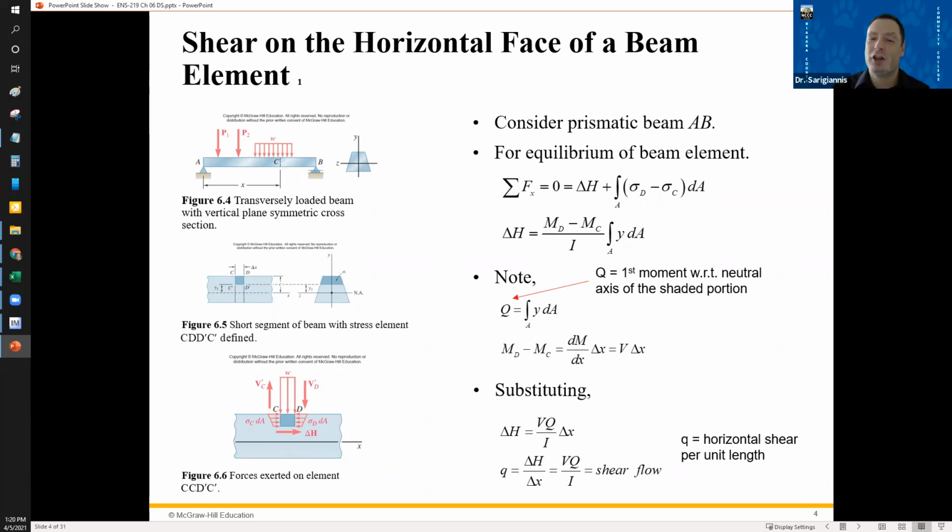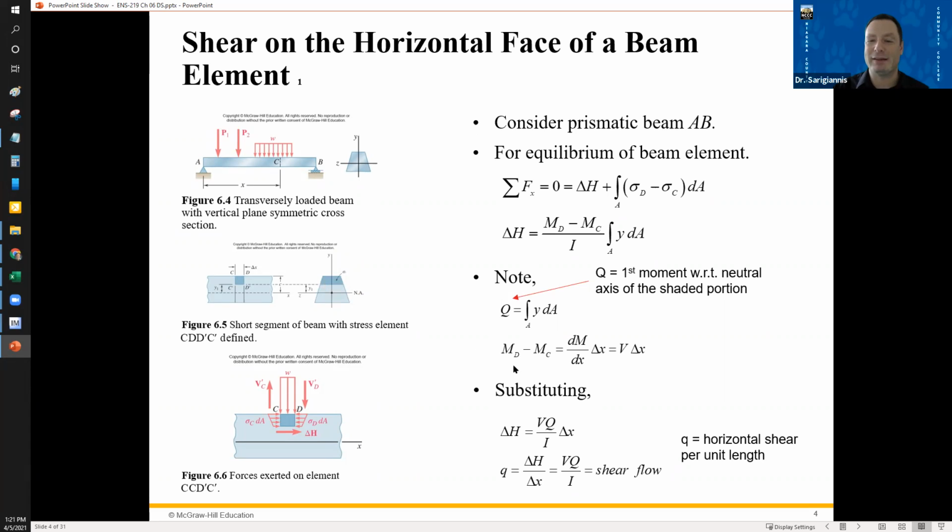Now, we're introducing a new variable here, Q. Q is the first moment with respect to the neutral axis of the shaded portion. So here you've got a shaded portion, and Q is the first moment of that portion. It's the integral of y dA, over all the little areas in that portion. And y is just the distance between this shaded portion and the neutral axis.